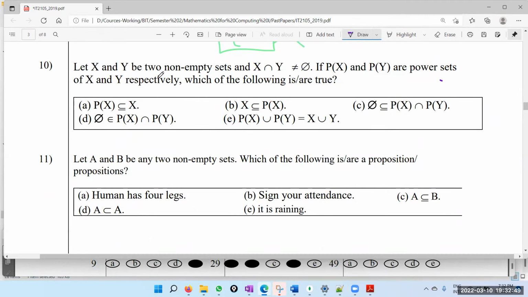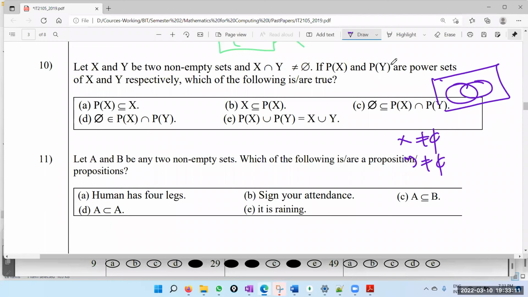Let x and y be two non-empty sets. Remember x is not equal to phi, y is not equal to phi, and x intersection y is not equal to phi. So that means definitely they are joint sets, because x intersection y is not equal to phi.